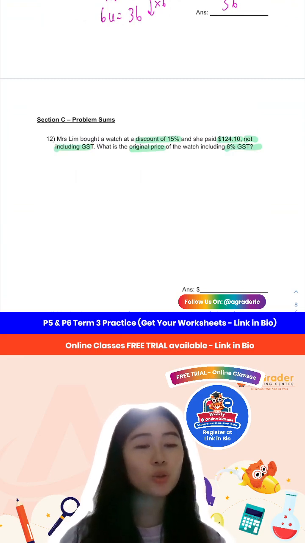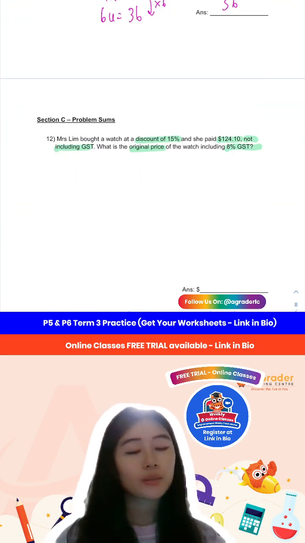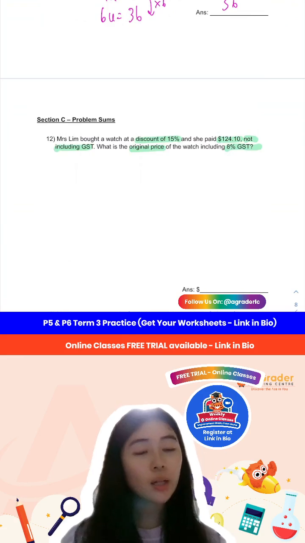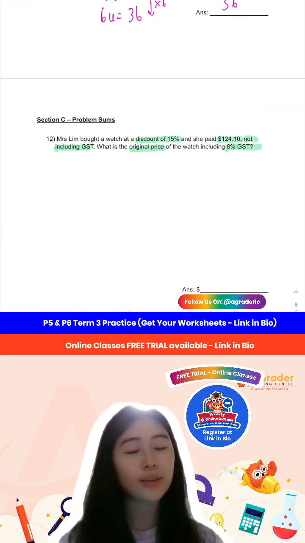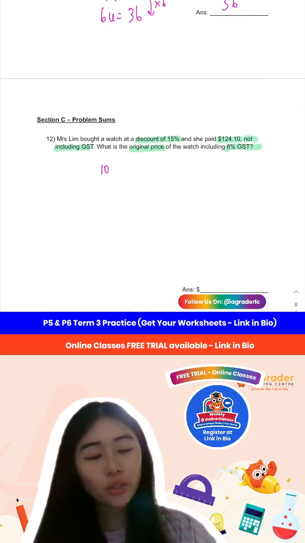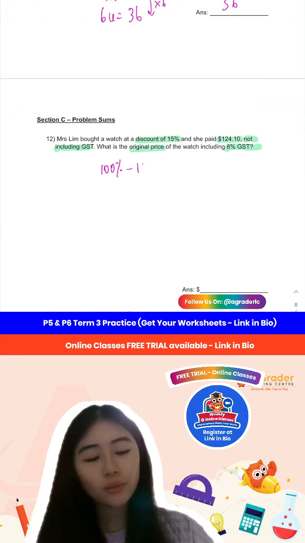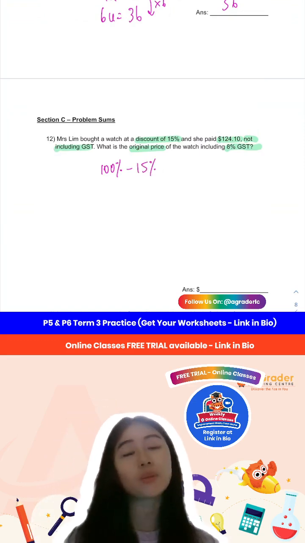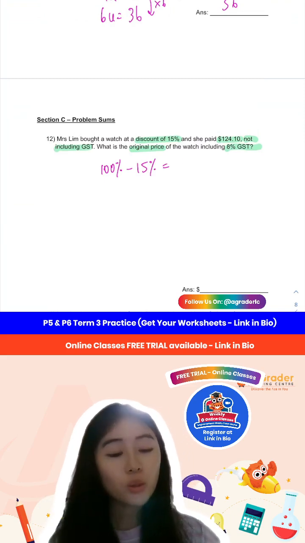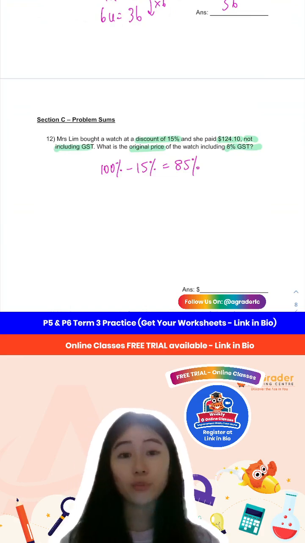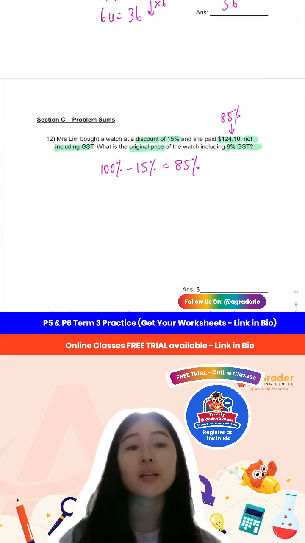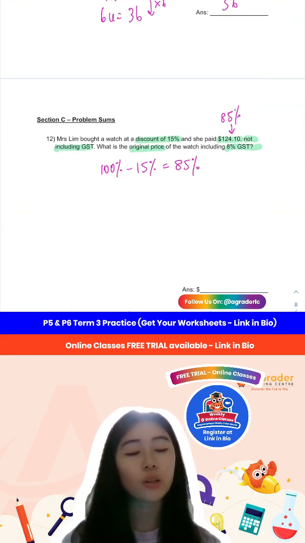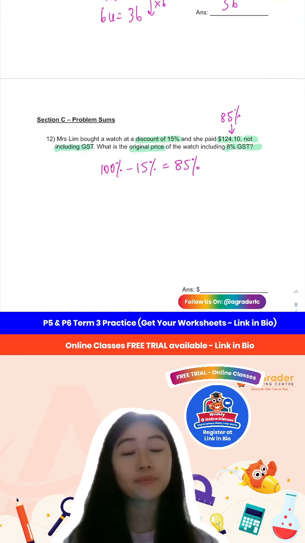Okay, so let's go through this. If there's a discount of 15%, and she paid $124.10, what you can do is you can use 100% minus 15%. You minus 15% because a discount makes something cheaper, right? So you are only paying 85%. So this means that 85% represents the $124.10 that she paid.